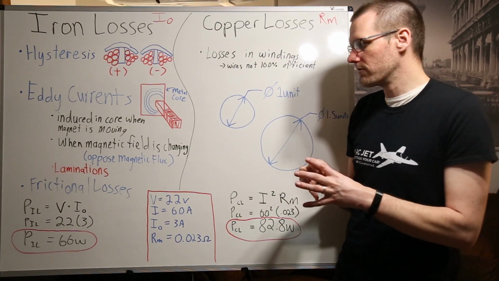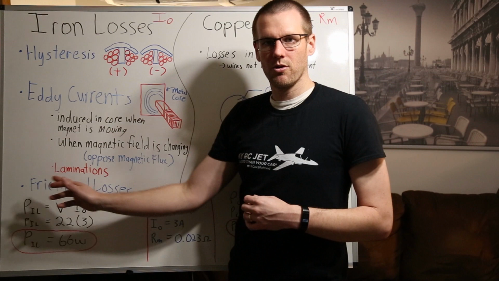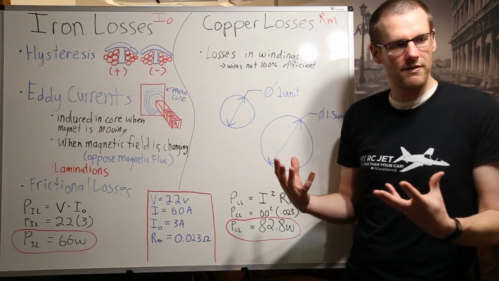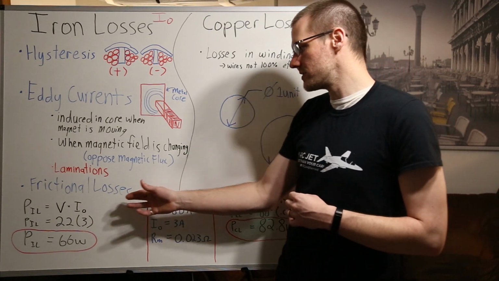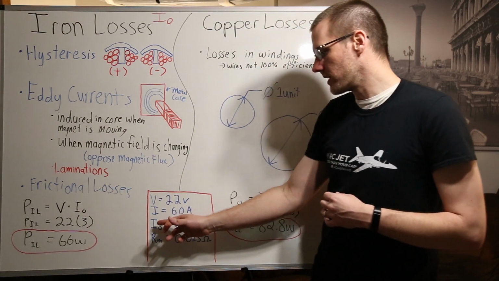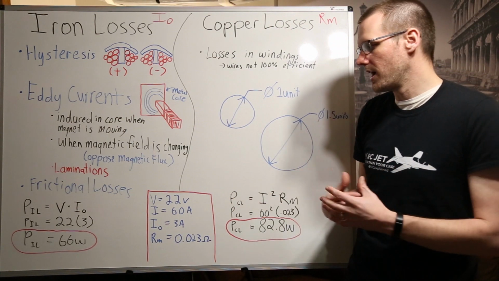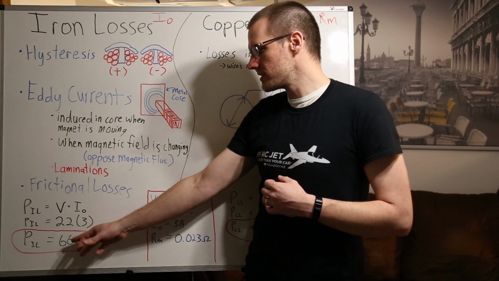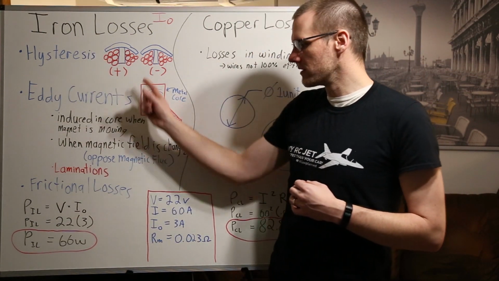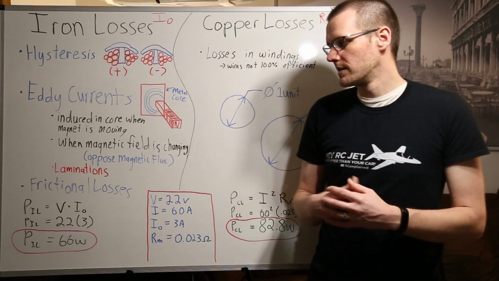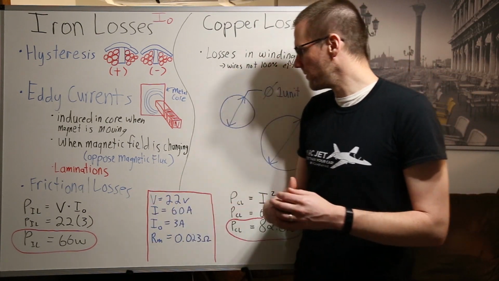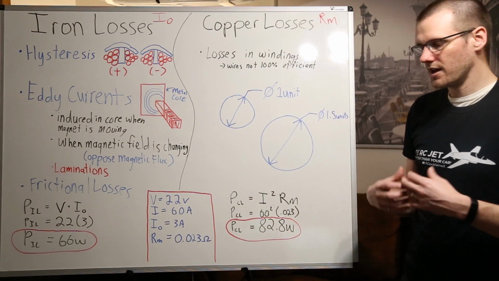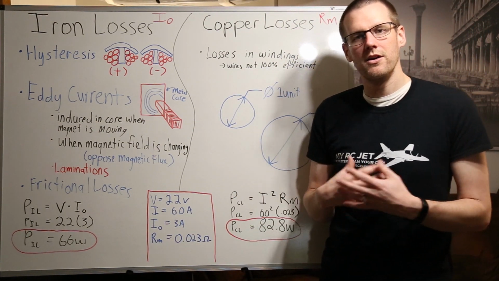Now let's take what we've learned and apply it to our formula and calculate the amount of iron losses that we'd expect from this example that we've already covered. We look at our system here, and we plug in the I0 value of this motor at 3 amps. We take 3 amps and multiply it by the voltage of 22, and that gives us a total power loss in the form of iron losses of 66 watts. We can then add the iron losses to our copper losses, and we get a total amount of losses of 150 watts.